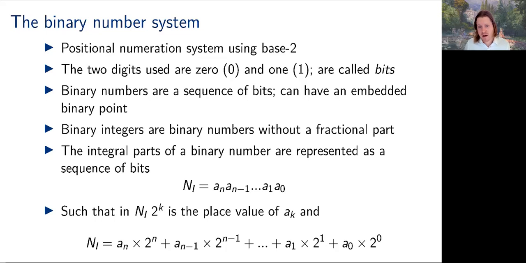Binary numbers are composed as a sequence of bits, and they can have an embedded binary point, just like in the base 10 system you could have something like 3.14. As a binary number, you could have something like 101.101. This is fine, but when we're talking about storing binary numbers within the computer, we're not going to be able to just encode a dot somewhere in that number.